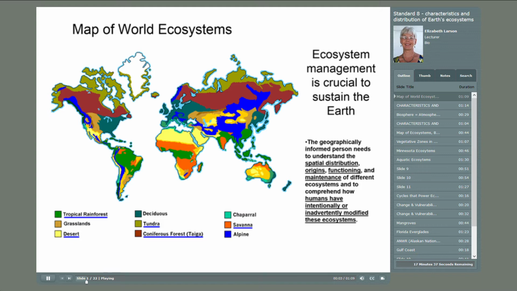Standard 8, Characteristics and Distribution of Earth's Ecosystems. The image that you're seeing in front of you on this slide is a map of world ecosystems. What we see here are 9 primary ecosystems on the planet: tropical rainforest, grasslands, deserts, deciduous forests, tundra, coniferous forests, chaparral, savanna, and alpine.